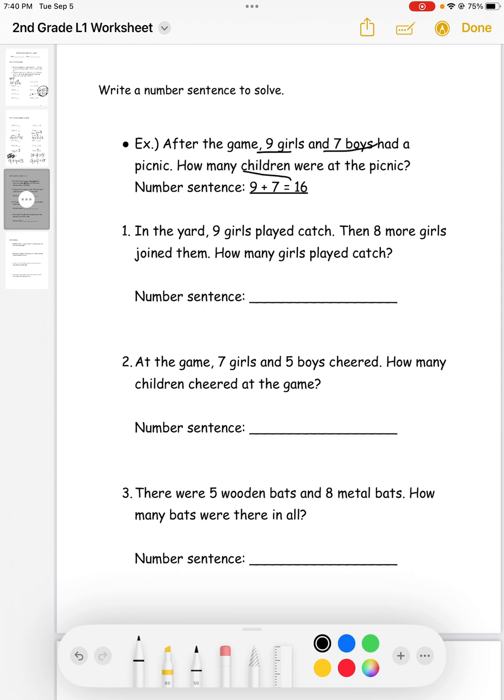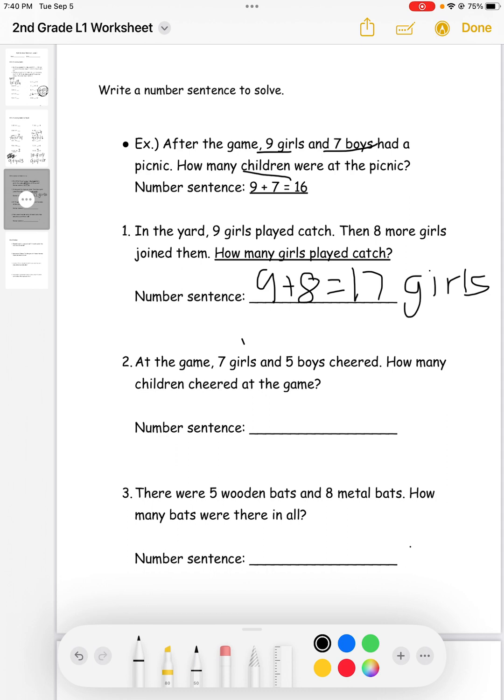Okay, let's do question number 1. In the yard, 9 girls played catch. Then 8 more girls joined them. How many girls played catch? They want to know the total number of girls who played catch. So we are just going to do 9 plus 8, which equals 17. So 17 girls played catch.